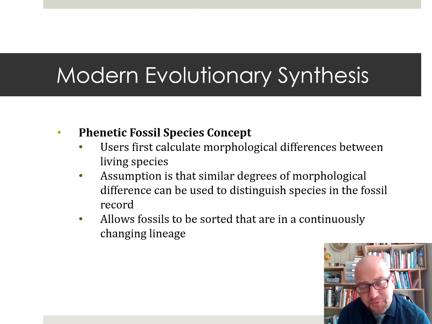And the last one that I want to talk about really briefly is the phonetic fossil species concept, whereby users first calculate morphological differences between living species. So maybe if we're trying to study this extinct version of a horse, or a horse-like ungulate that was in the Americas before humans got here, we'd look at other species in the range that they have now, or we'd look at us as a species, human beings, right? And the assumption is that there is a similar degree of morphological difference to distinguish these different species in the fossil record. It allows fossils to be sorted that are in a continuously changing lineage.